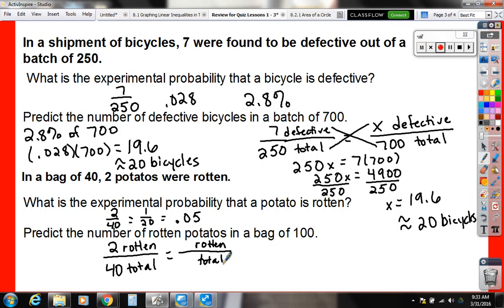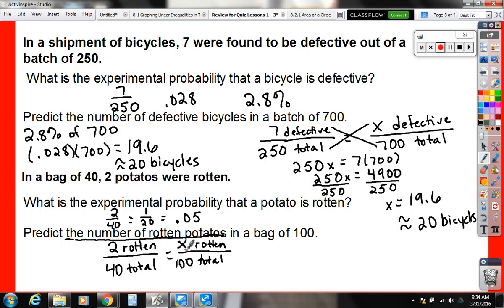So do we know how many rotten potatoes are in the new bag? Does it tell us, or is that what we want to know? Or is 100 how many are rotten, or how many are in the bag? 100 are rotten? No, it says predict the number of rotten potatoes. So we actually don't know. We're predicting the number of rotten potatoes. That's what we don't know. So that's our X in a bag of 100. So there are 100 potatoes in the whole bag. That's our total. Okay, now let's solve this proportion.